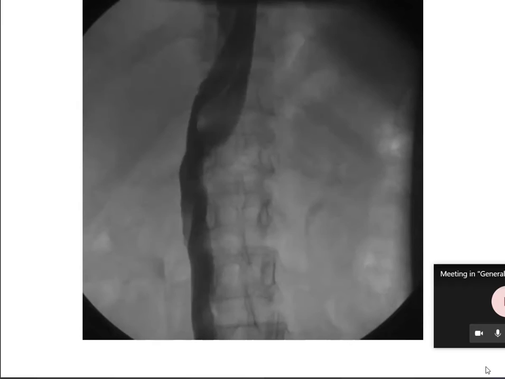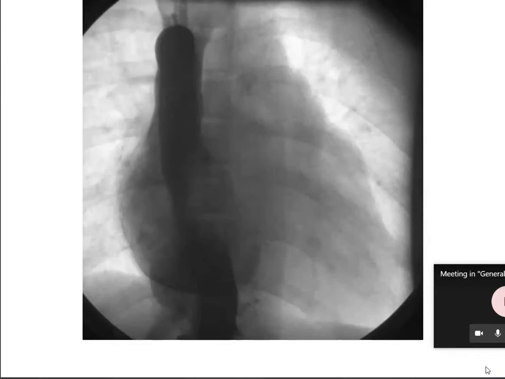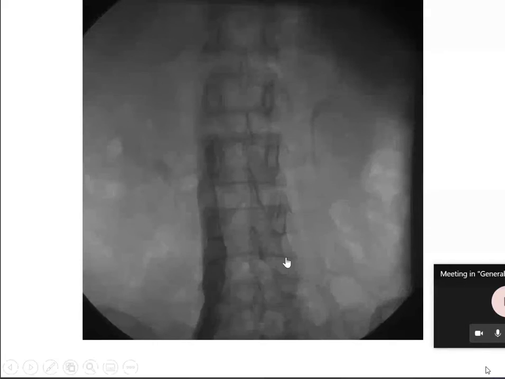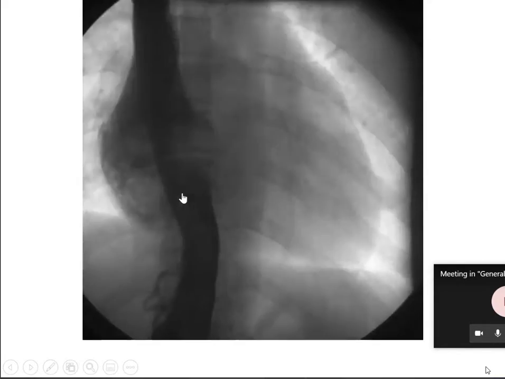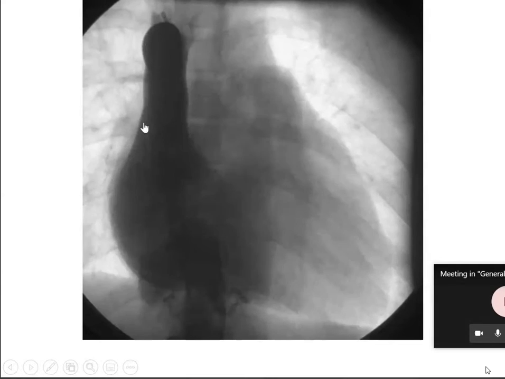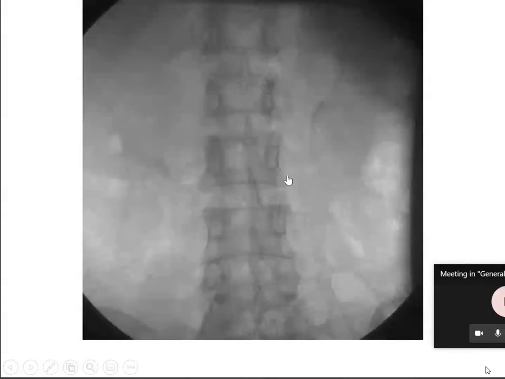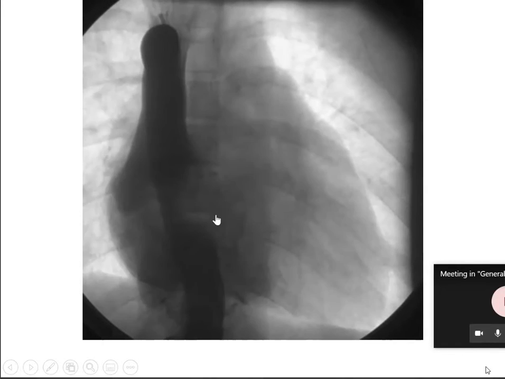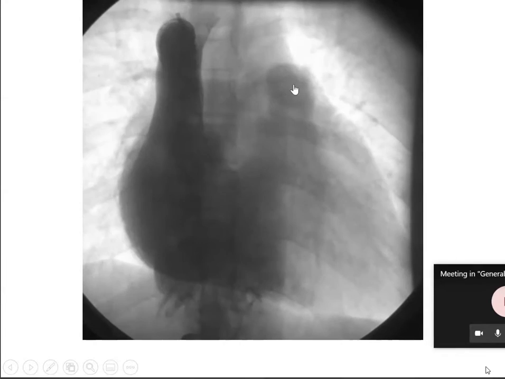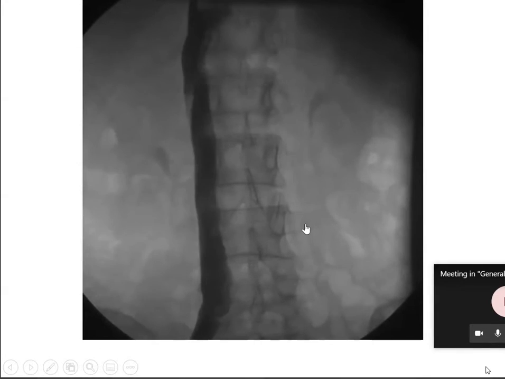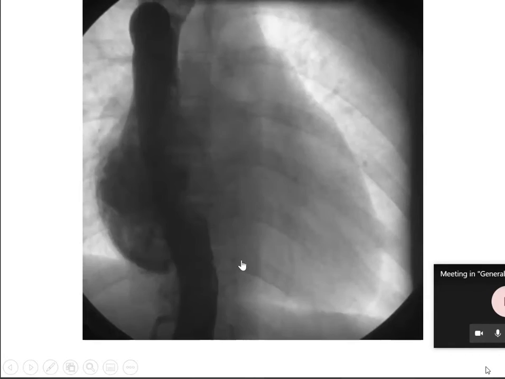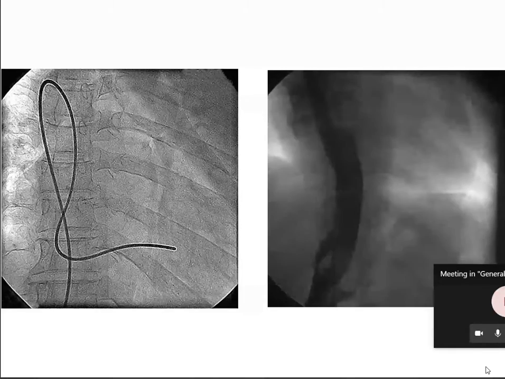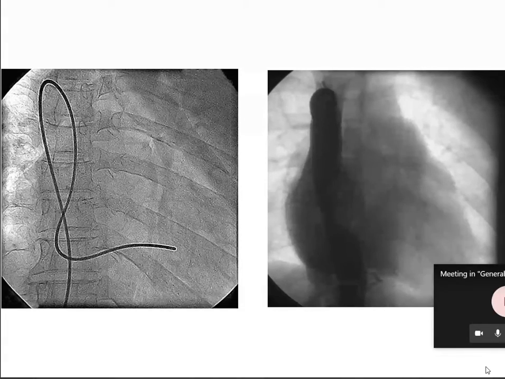This is the angiogram of the same patient. Can you see? The injection is done in the IVC. It goes to the azygos continuation, coming back to the SVC. This is the RA and this is the RV. This is the right ventricle, and this is the pulmonary artery. So this is an IVC interruption. You can see the catheter position and the angiogram together.